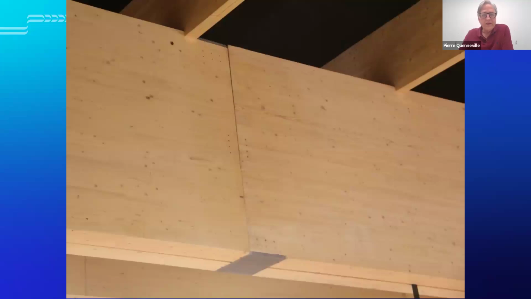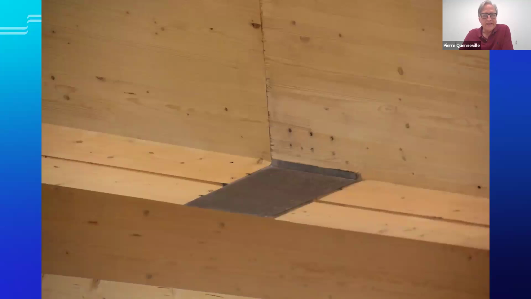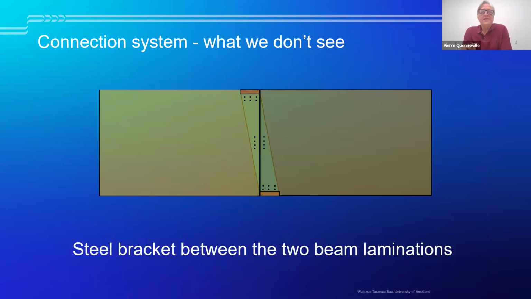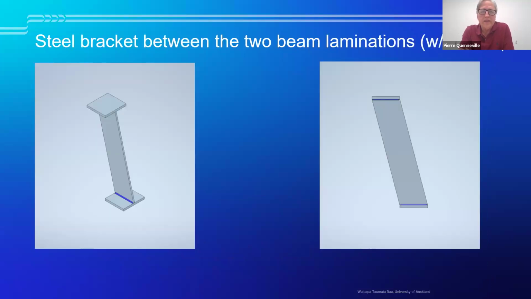This is what we see. The bottom plate supporting the supported beam, and the plate at the top of the supporting beam. But what we don't see is that there's a steel bracket between the 2 beam laminations. And this steel bracket is composed of three plates with welds. So quite simple in terms of transferring the loads.